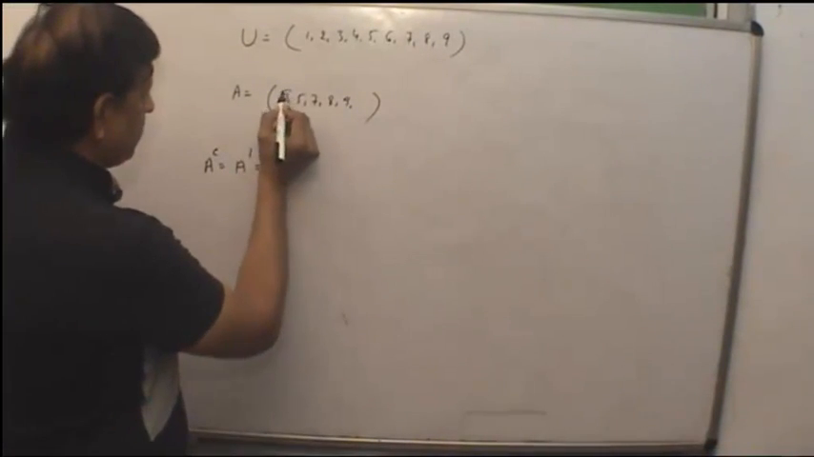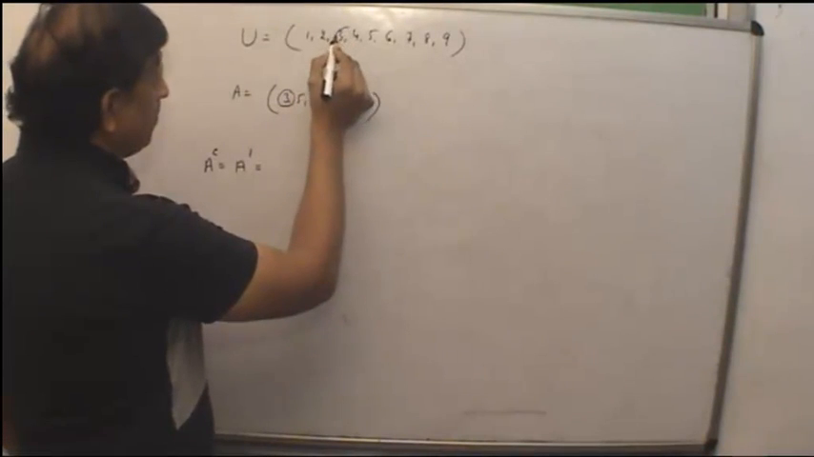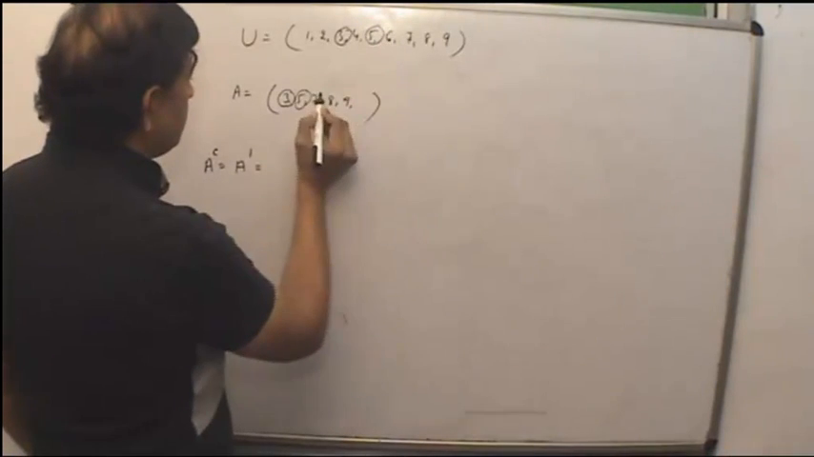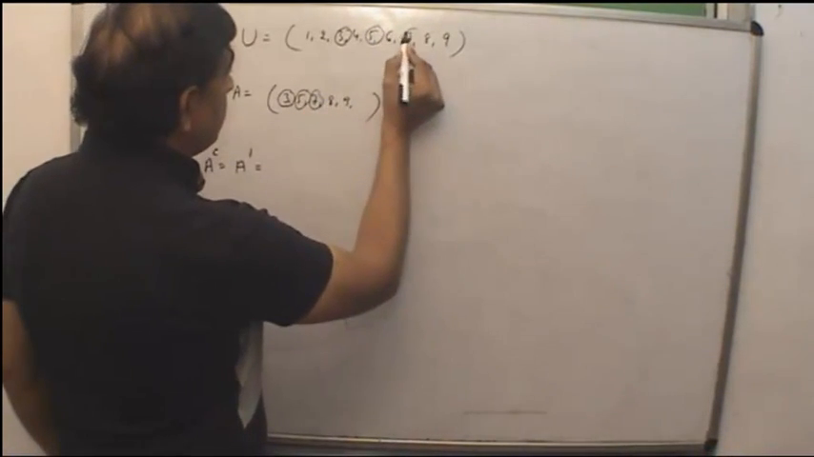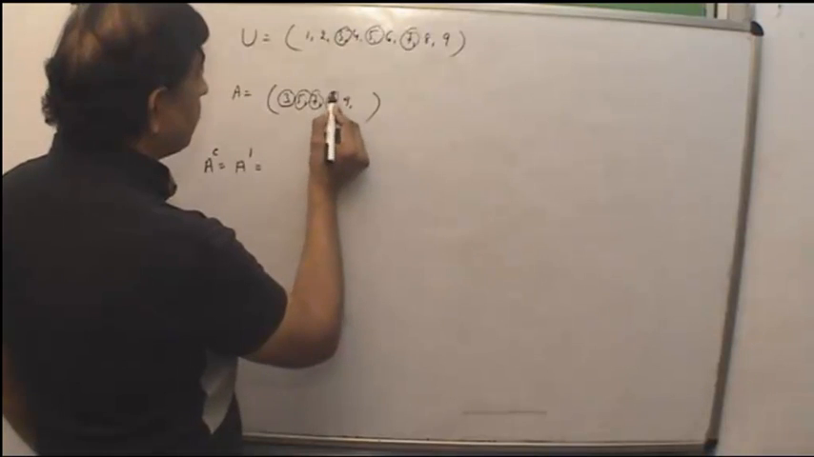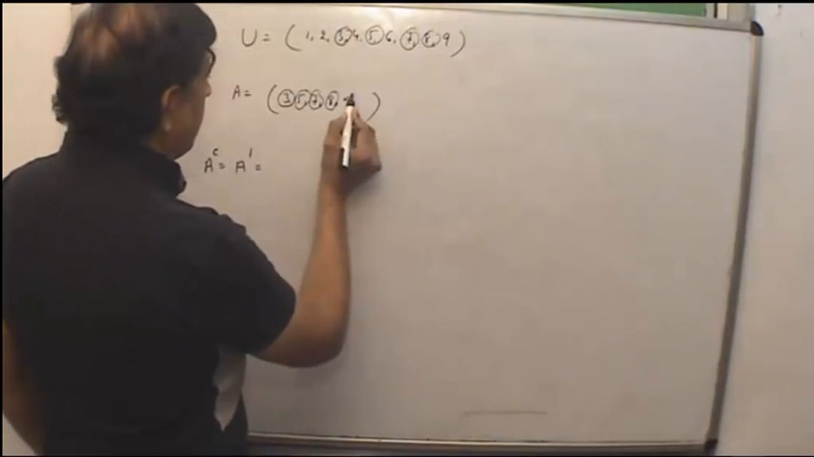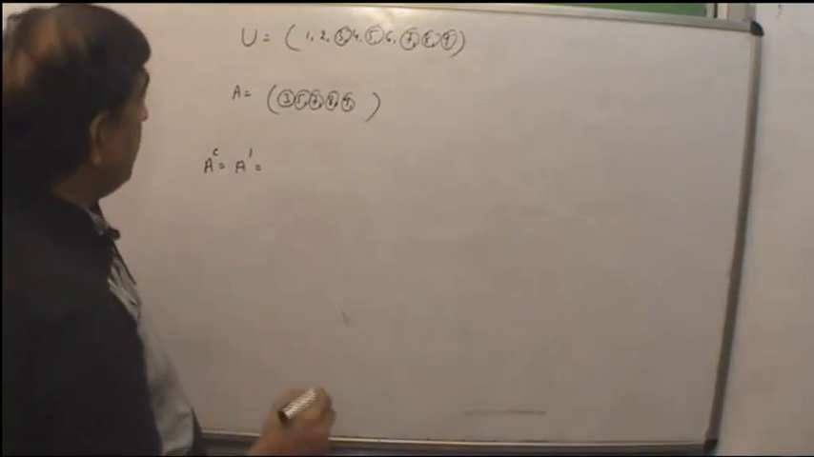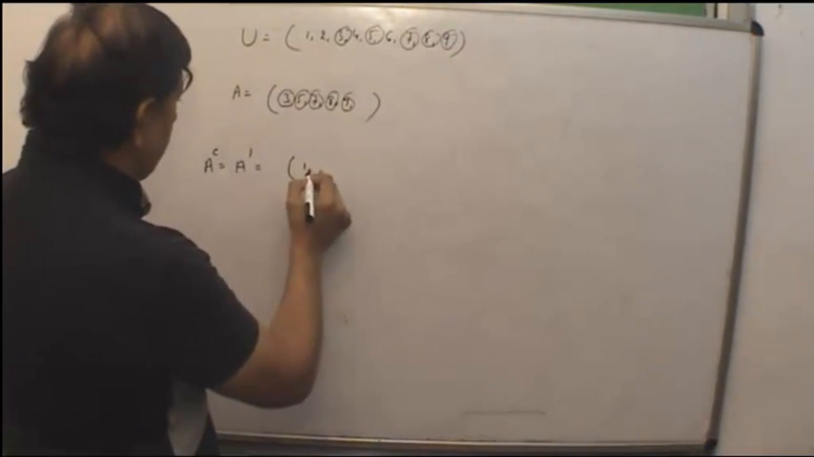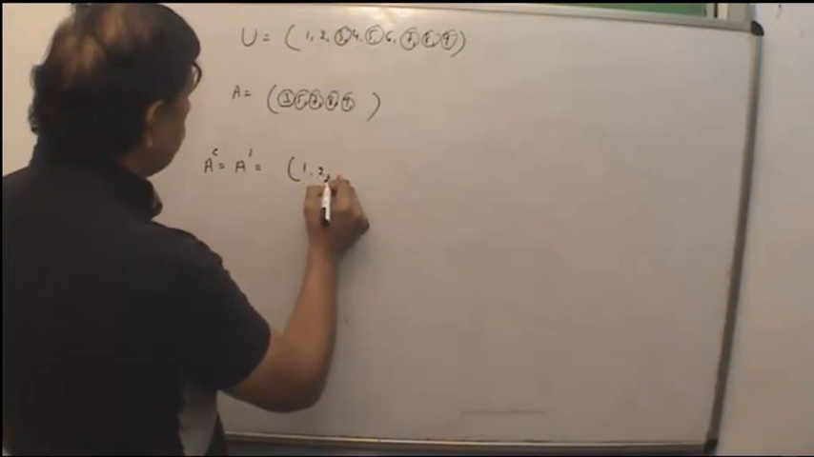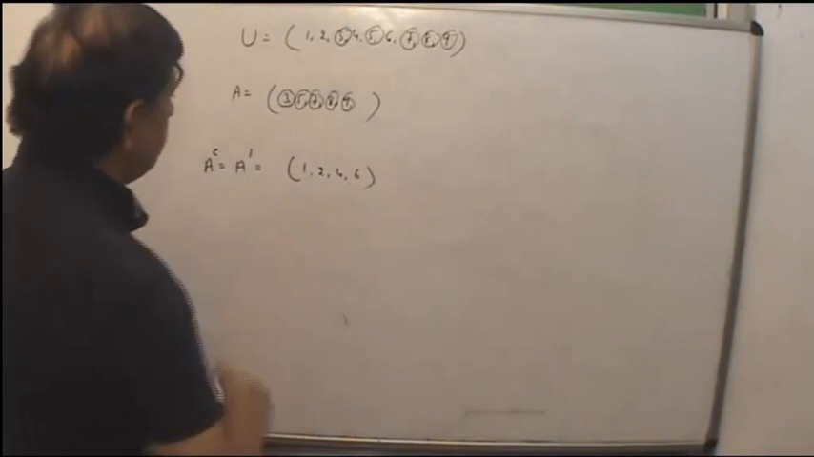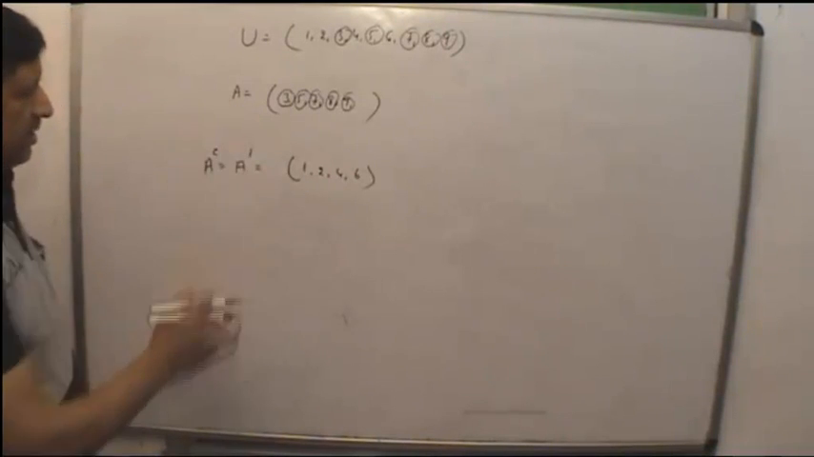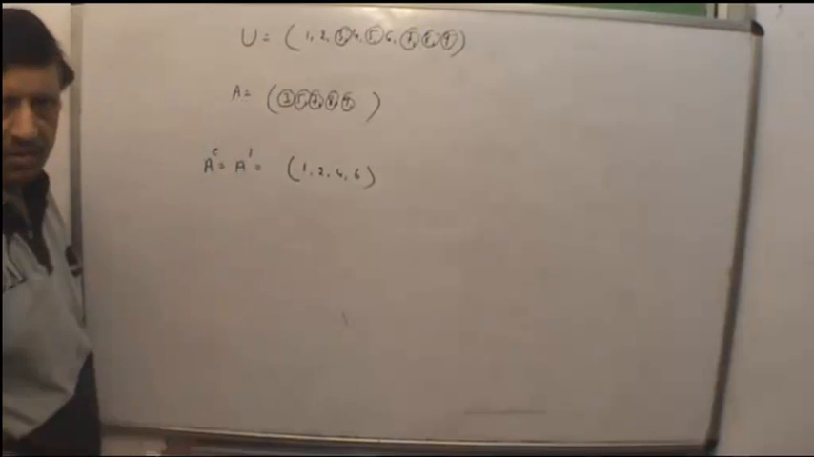Let us cross them. Here 3 is present, we cross 3. 5, we cross 5. 7, we cross 7. 8, we cross 8. And 9, we cross 9. Then the remaining elements are 1, 2, 4 and 6. Then we say it is the complement of this set. A dash is the complement of A.